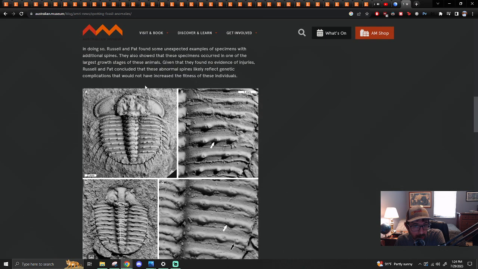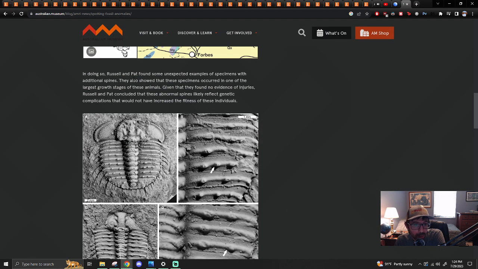What does it say? Russell and Pat found some unexpected examples of specimens with additional spines. They also showed that these specimens occurred in one of the largest growth stages of these animals. Given that they found no evidence of injuries, Russell and Pat concluded that these abnormal spines likely reflect genetic complications. It's basically just applying some biological explanation to what is current induced.